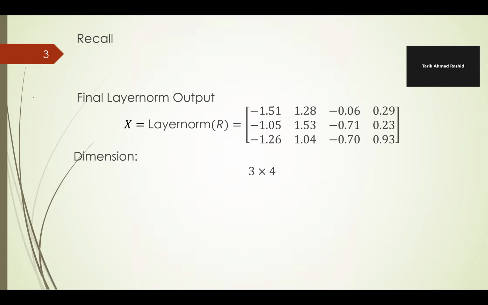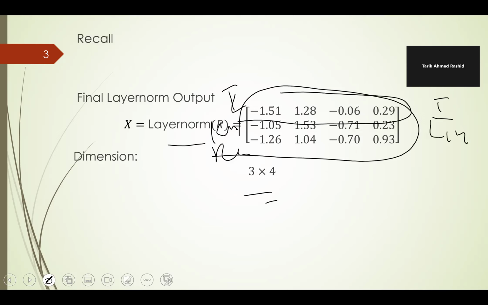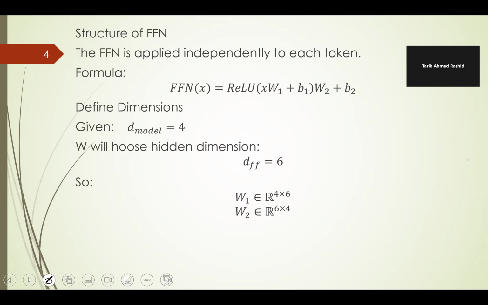So recall what we had done in the earlier layer, it was the add and normalization layer, and we received this input, which is residual. That's 3 by 4 for I like Rojava. So the first row is I, second row is like, and the third row is Rojava. Now we are looking at the structure of the feed-forward network, which is applied independently to each token. So each token, each word, needs feed-forward.